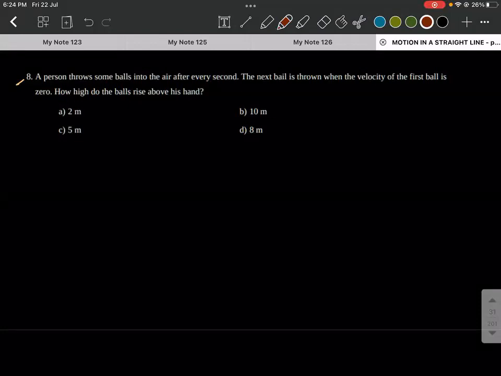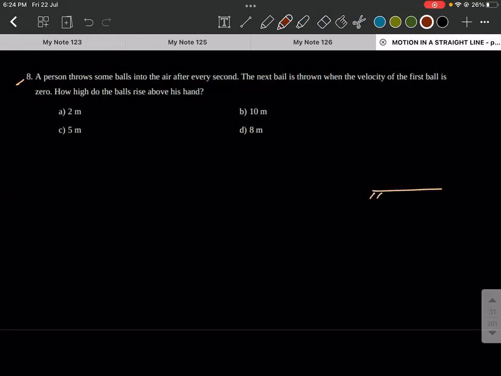Just now I gave you a hint. When it reaches the maximum height. So for every second the ball is being thrown, it is reaching the maximum height. Means the velocity is in that way. The next ball is thrown when the velocity of the first ball is 0. How high do the balls raise above his hand?